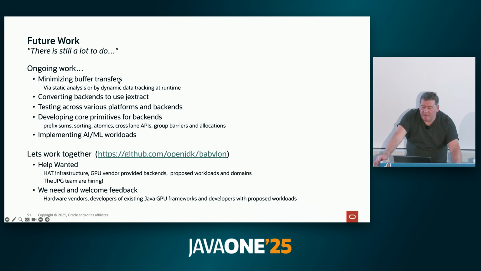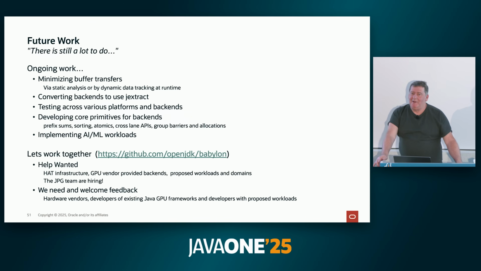There's a lot of work to do here. We're still working on minimizing the buffer transfers, even though we've got a good lift in performance. I know in that particular example, it's still doing 2 copies that it doesn't have to do. And I'm determined to get rid of those 2 copies. Also, I'm considering moving all of the backends. At the moment, the backends are written in native code. I'm considering moving to JExtract for all of the backends. It just makes building code a lot easier, because at the moment, the build for HAT requires me to include CMake so I can build native artifacts. And if I use JExtract, I just have to use Javac to build everything. Got to test across the various backends and platforms.